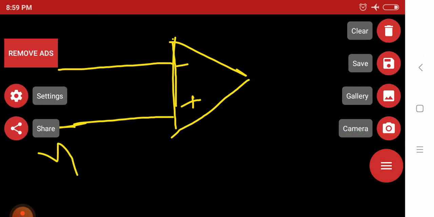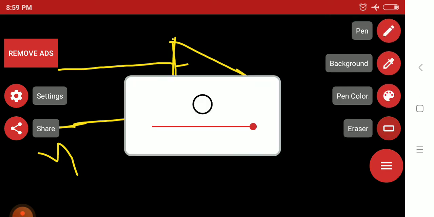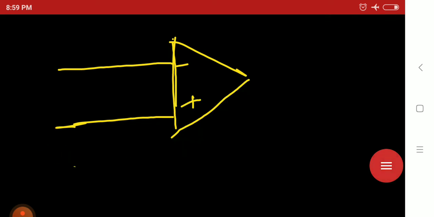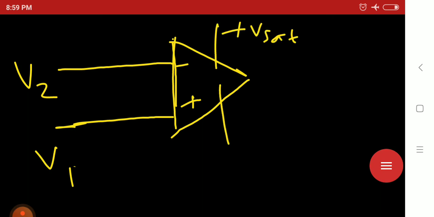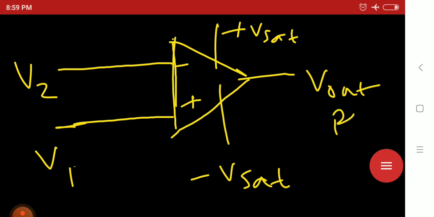Let me erase one portion. Here V1, here V2, here positive V saturation, here negative V saturation, here V output. Okay, so now I am going to discuss the actual thing. So this is a diagram of an op amp.